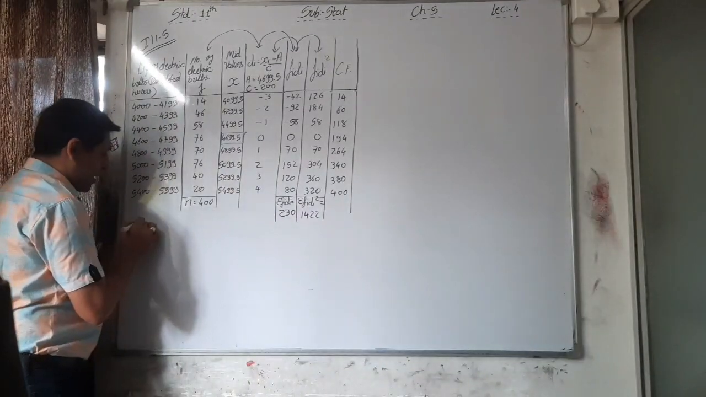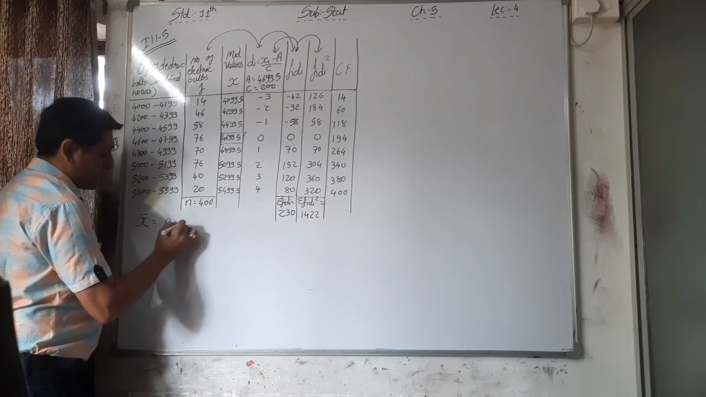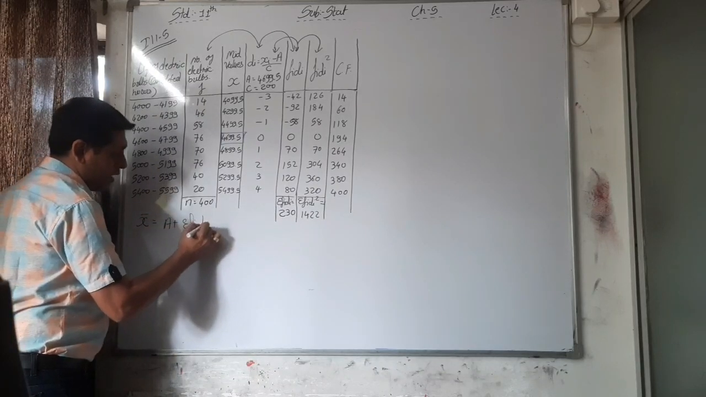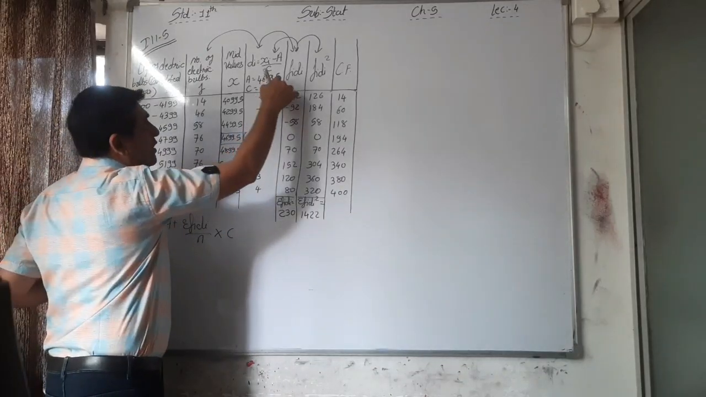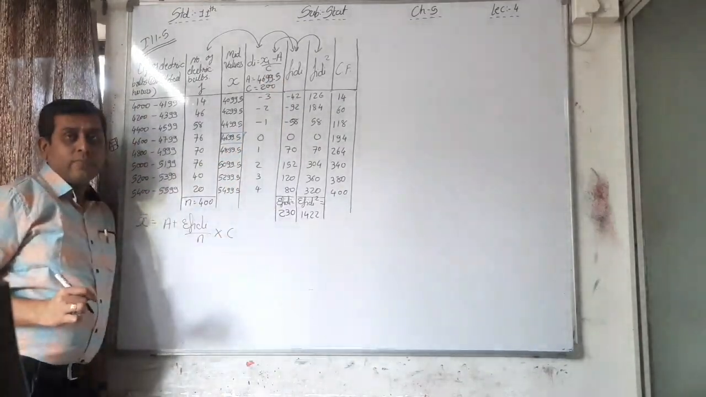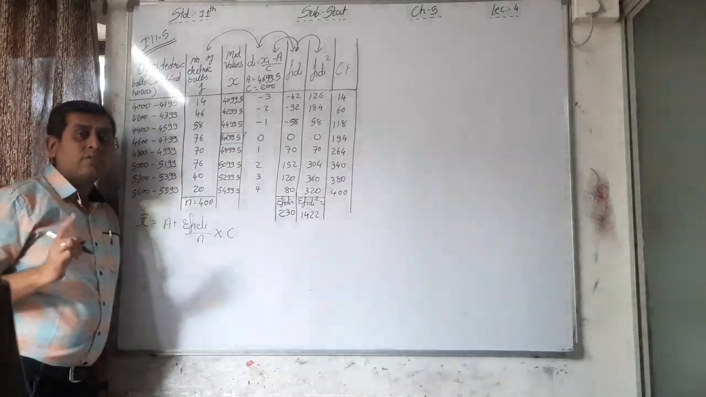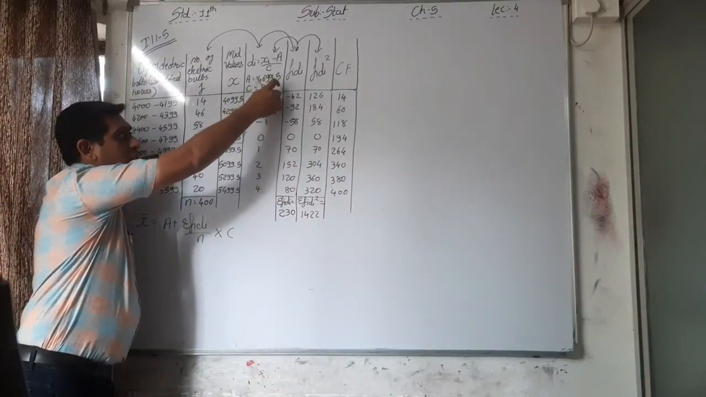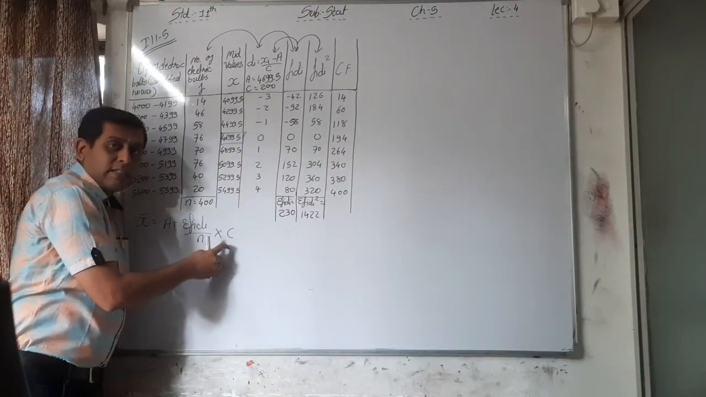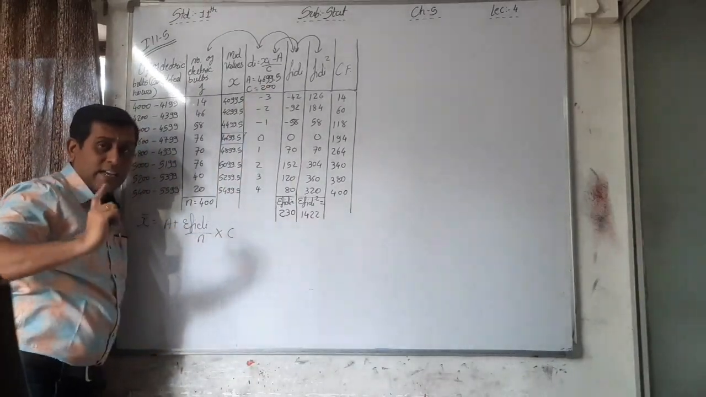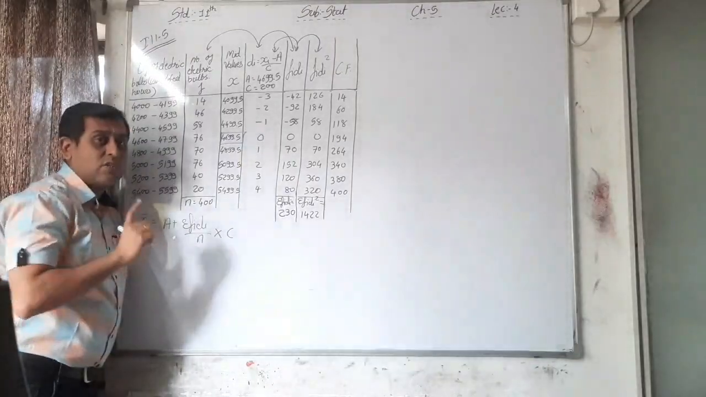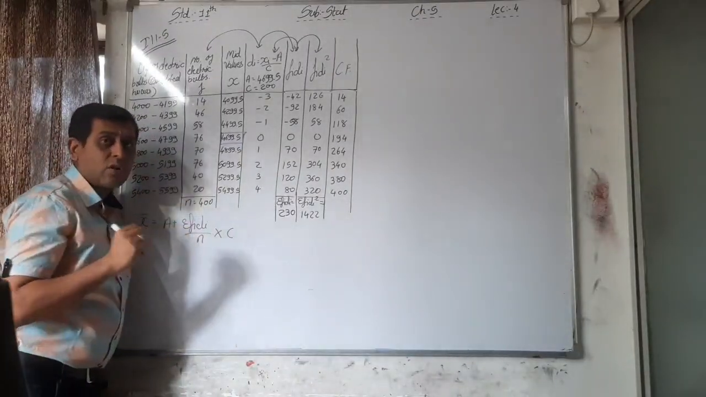Formula for mean, X bar is equal to A plus sigma fi di upon N. Now we have to multiply C, because we are taking C here in the di column. If it is not there in the di column, then we don't have to multiply C here. If it is there, then we can multiply here. As well as we have to multiply this C in the standard deviation also.